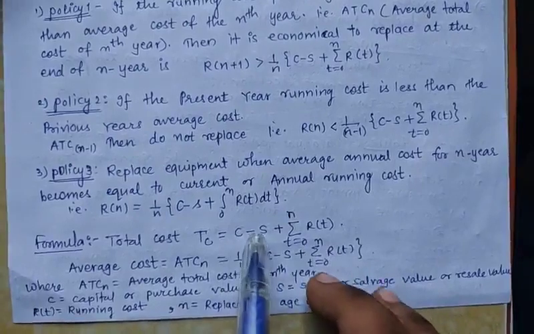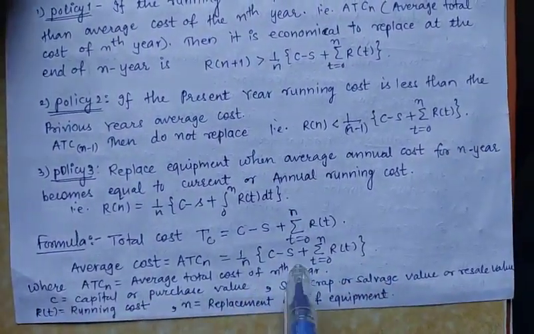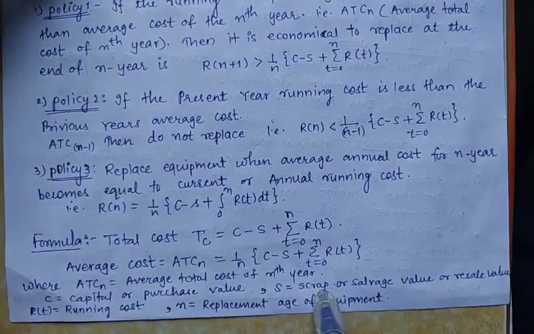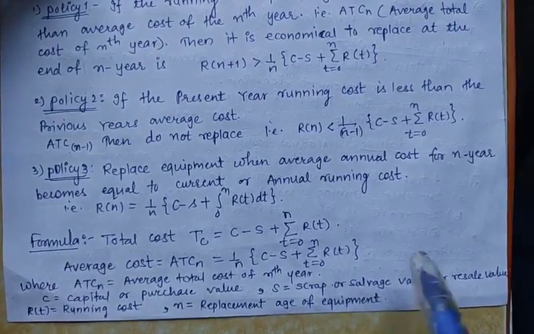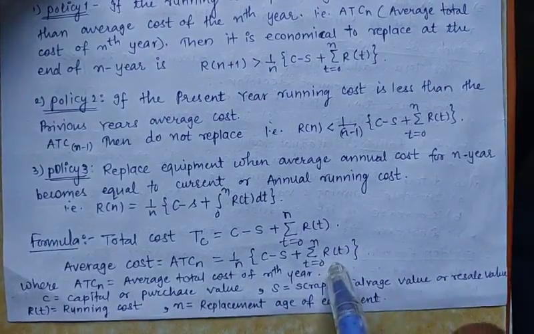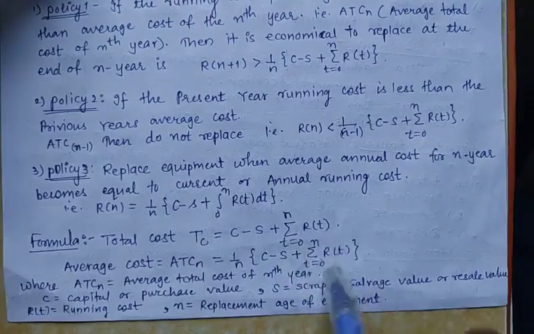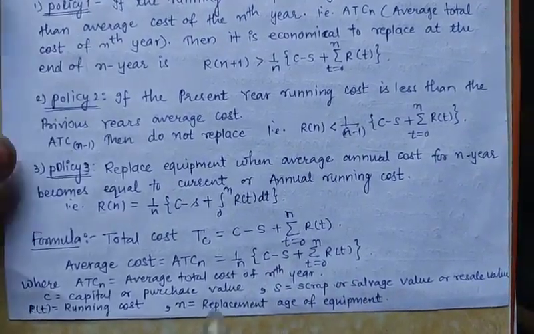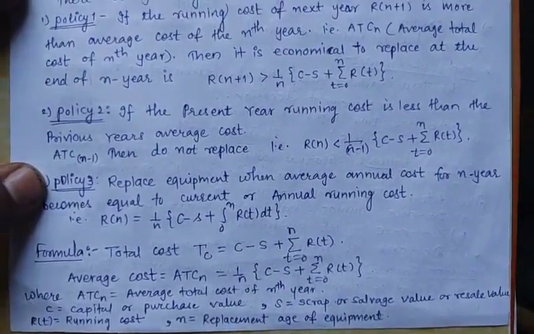So what is C here? C is capital or purchase value or cost value, and S is scrap value, or we say salvage value or resale value. And here what is R of T? R of T is running cost, and the summation of running cost we call cumulative running cost. And n is the replacement age of the equipment.